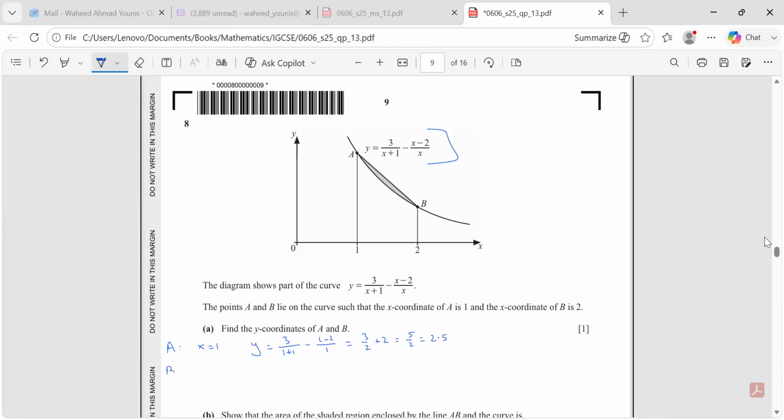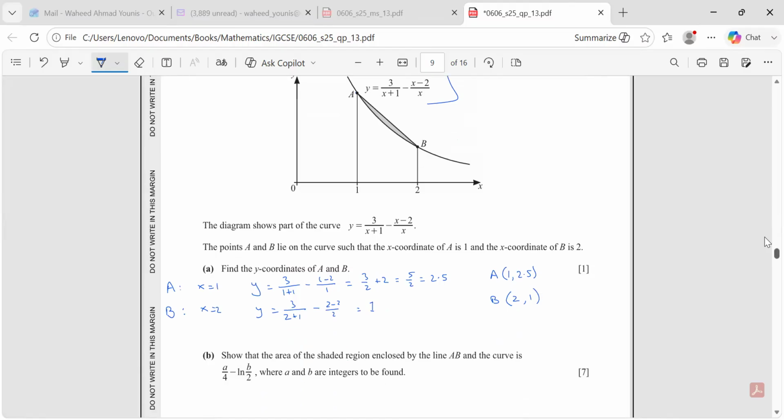In the same way, for B, x is equal to 2. So y is 3 over 2 plus 1 minus 2 minus 2 over 2. So this all becomes 0. And I have 3 over 3 which is 1. Okay. So it means the coordinates of point A are 1 and 2.5, and coordinates of point B are 2 and 1. Okay. You can see that the y coordinate for B is less than A. So this is 2.5, this is 1.